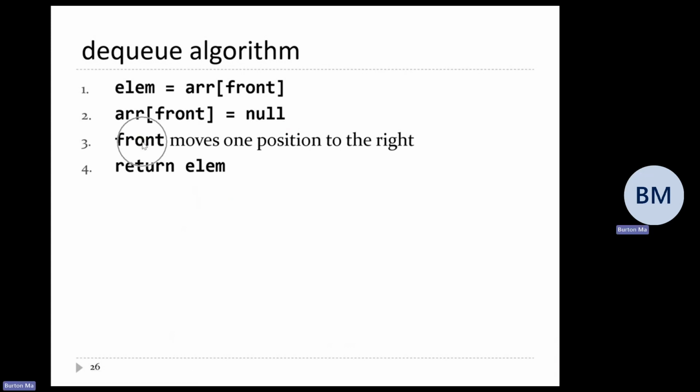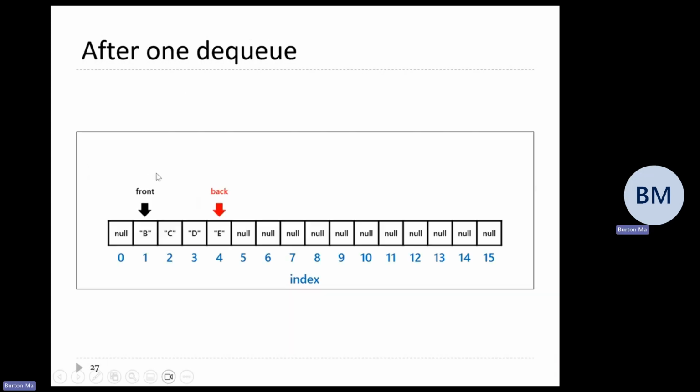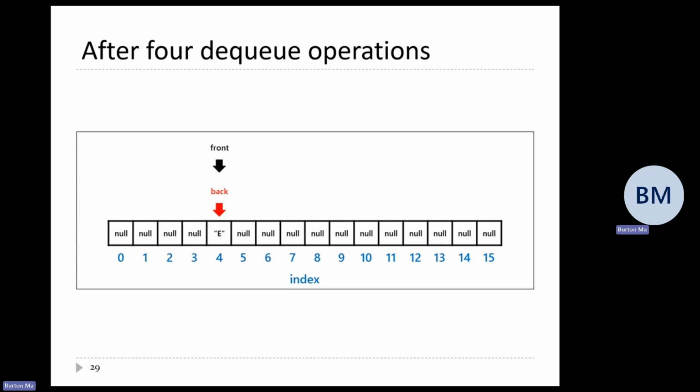Okay. I can now move front one position to the right and return the element. So after dequeuing the first element, I'm going to remember what it is, null it out, move front one position to the right, return the value back to the caller, and decrease the size of the queue by 1. So there are now 4 elements in the queue. And you can do it again and again.